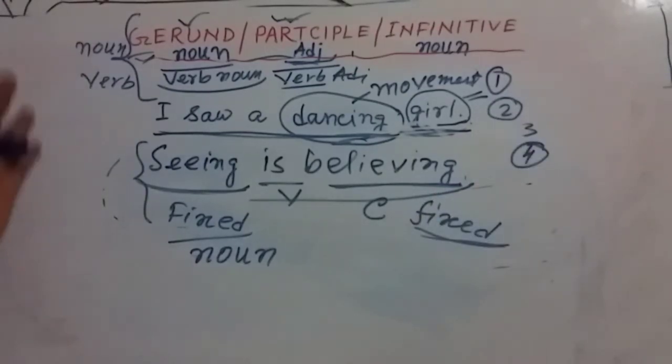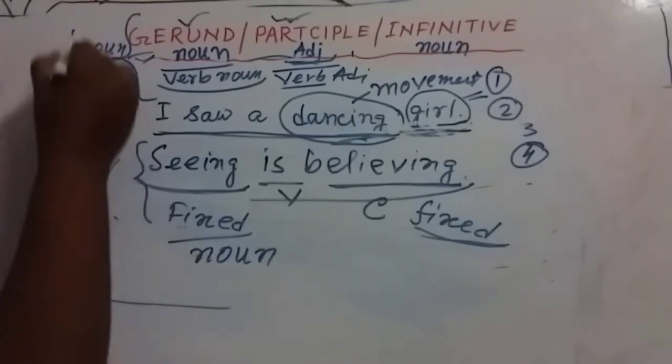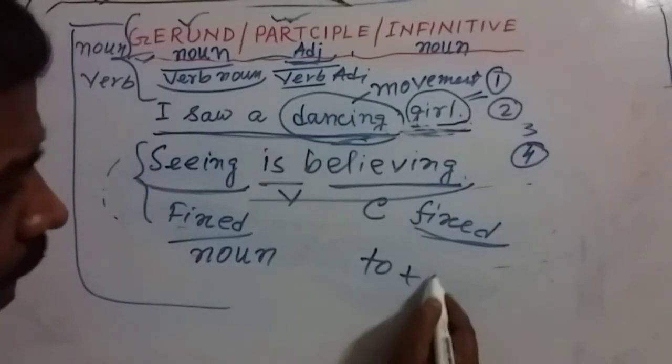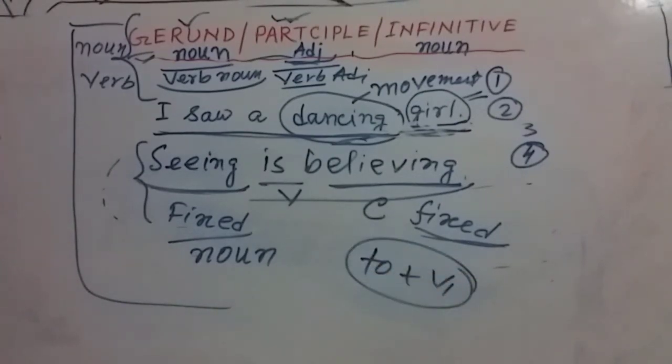My dear friends, I think it's clear to you. You can find out the gerund and the participle. And infinitive is to plus V1. Sometimes it is used as to plus V1 or sometimes only V1. It is called a bare infinitive. We will discuss all these things later. But if you see to plus V1, that will be called an infinitive. In the next video, I will discuss the usage of gerund, participle, and infinitive in our regular sentences.